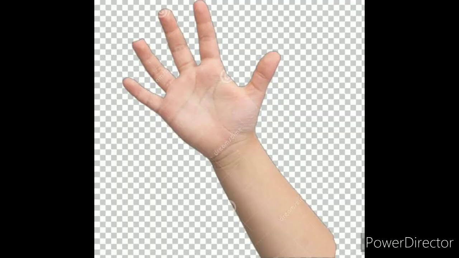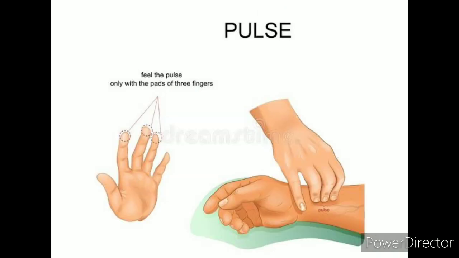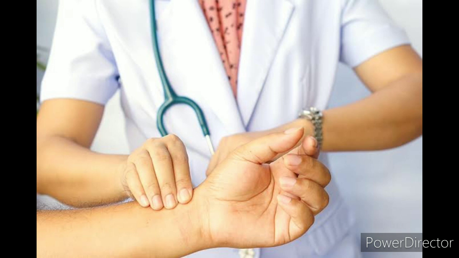There is another place where you can feel the heartbeats. It is at your wrist. Now, if you place your fingers there, you can feel it. This is called feeling the pulse. This is because at the wrist there is a blood vessel that flows very close to the skin. This is mainly done by a doctor to feel our pulse.